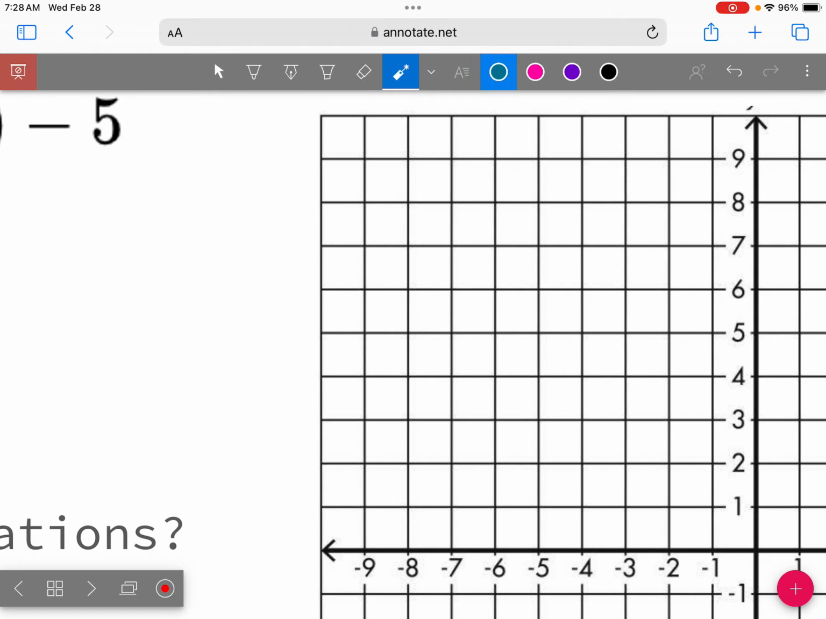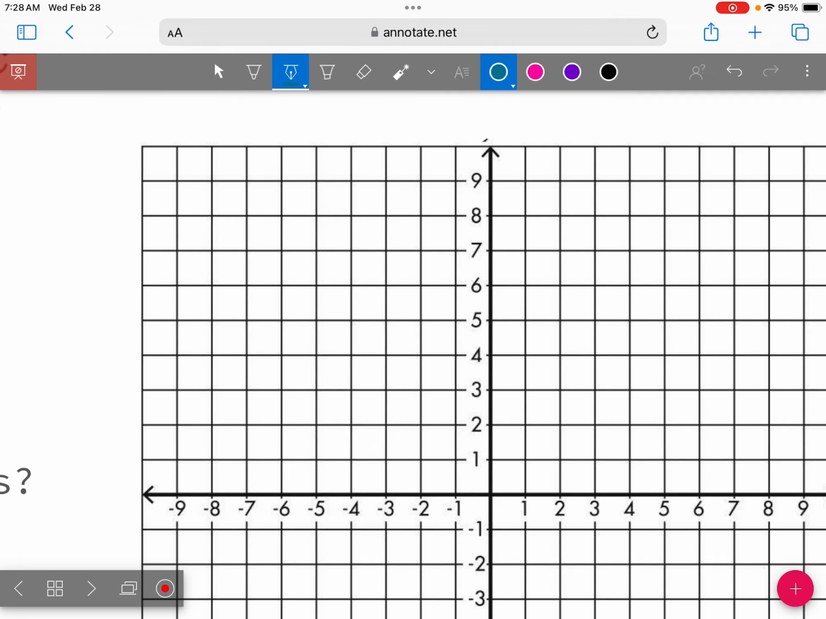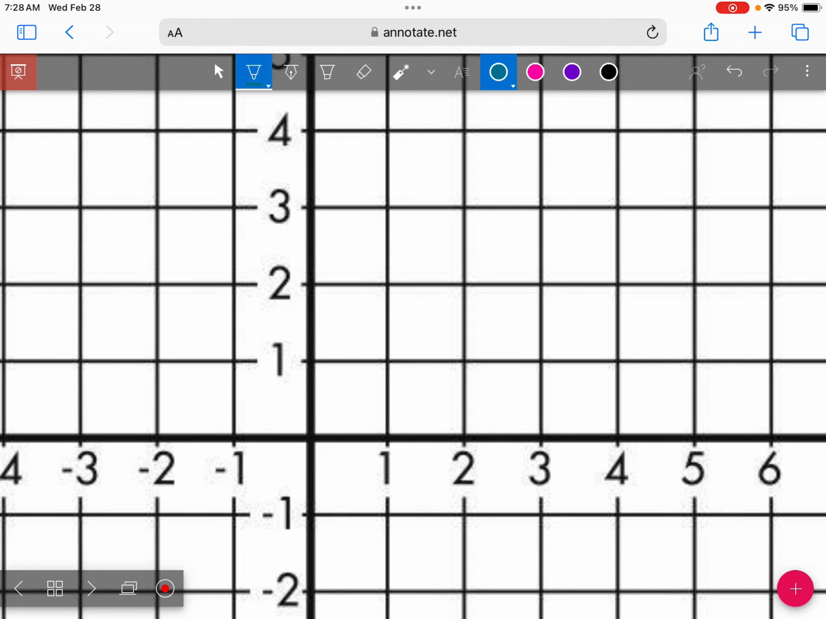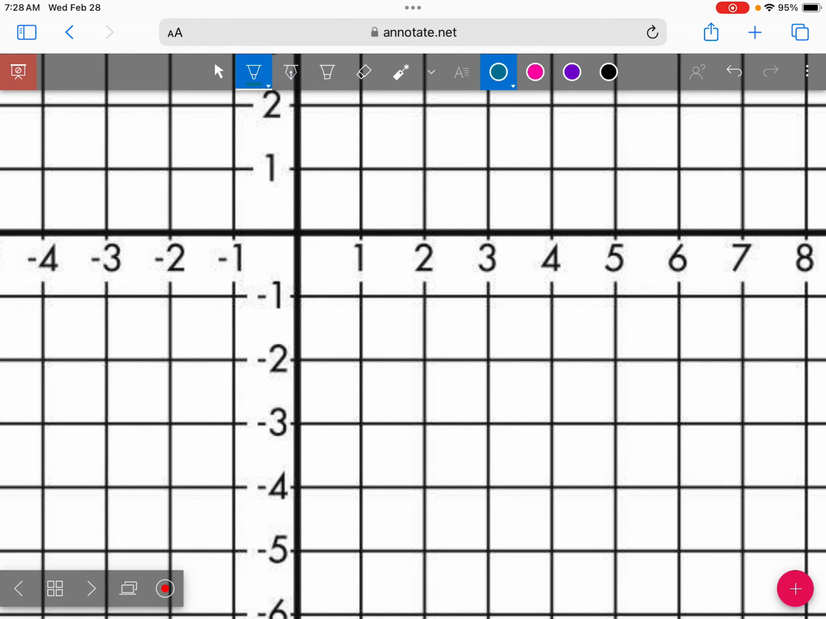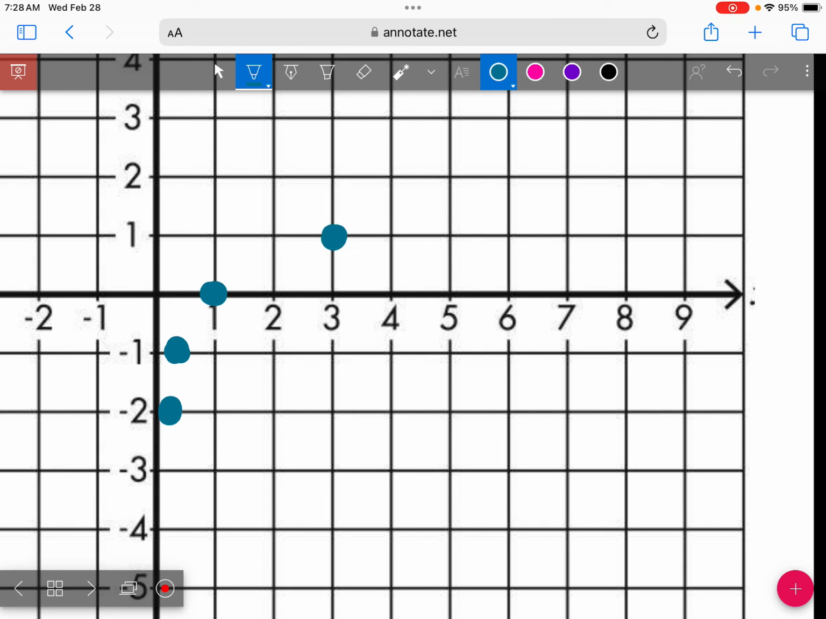So I'm going to graph that one up on the graph. My 1/9, -2. My 1/3, -1. 1, 0, 3, 1, and 9, 2.